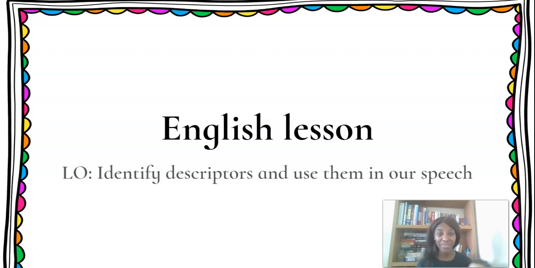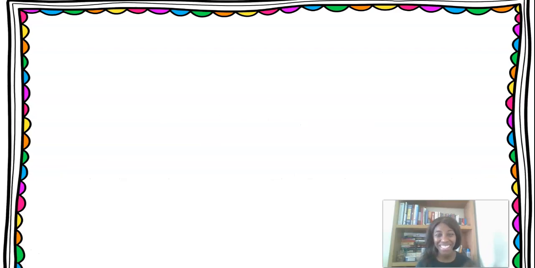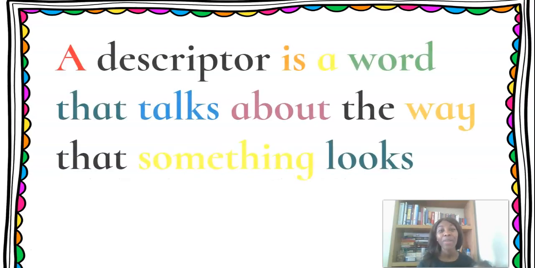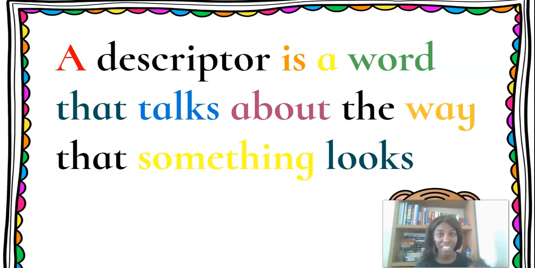Our learning objective today is to identify descriptors and use them in our speech. Now, the first question is, what is a descriptor? Now, a descriptor is a word that talks about the way that something looks. So we use descriptors all the time when we speak.